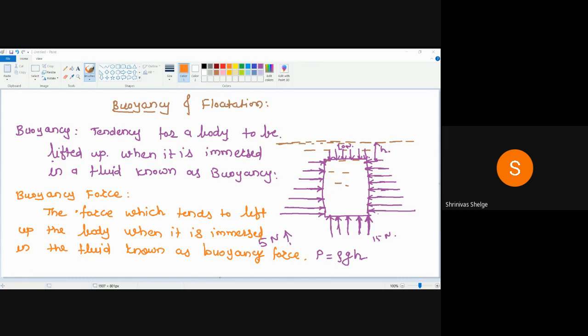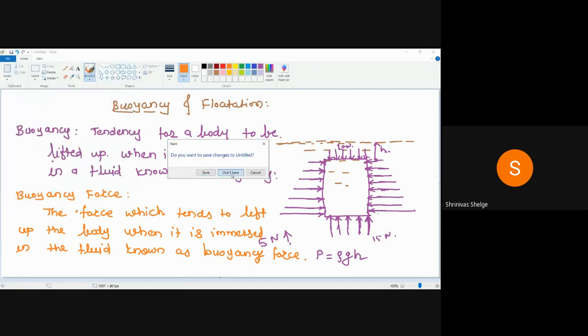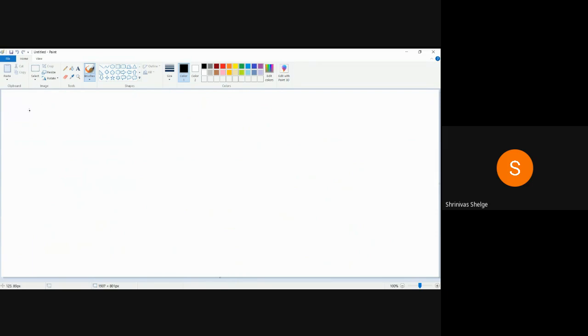Correct. Next, and the important thing is the center of buoyancy. So we'll go for the center of buoyancy now. So what is the center of buoyancy? The center of buoyancy is the point at which buoyant force is acting.